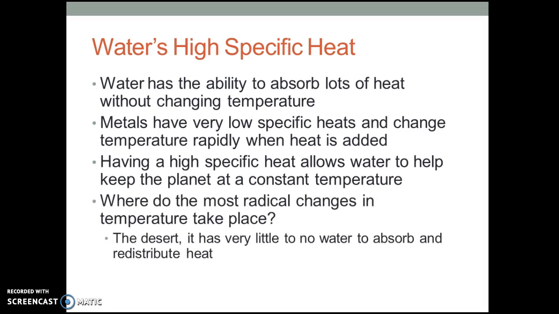Thinking about again where the most radical temperature changes take place, they take place mostly in the desert because there's little to no water to absorb and redistribute that heat. In Iowa, we don't tend to have really, really rapid temperature changes. Our temperature change over the course of a day is about 20, 30 degrees. In the desert, those things can swing from 110 to 120 to almost below freezing at night. You're talking about a temperature swing of almost 100 degrees.